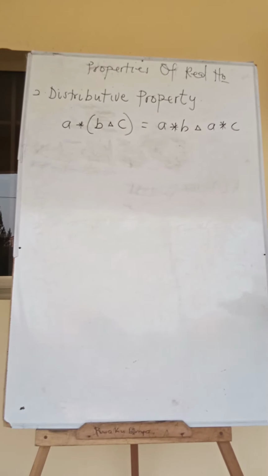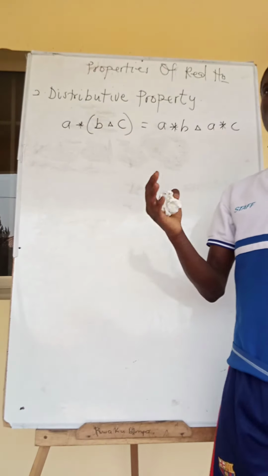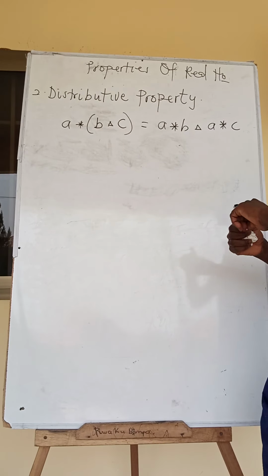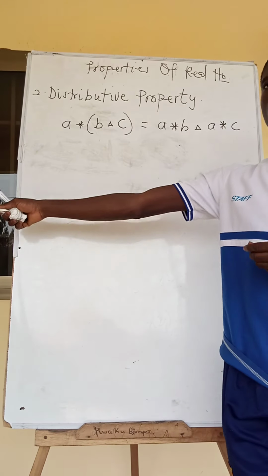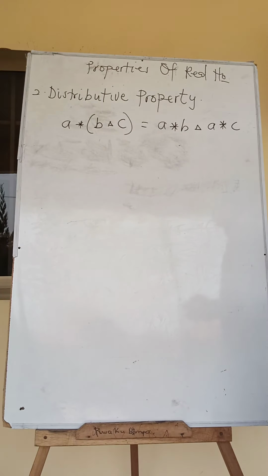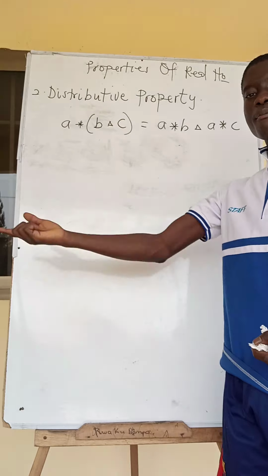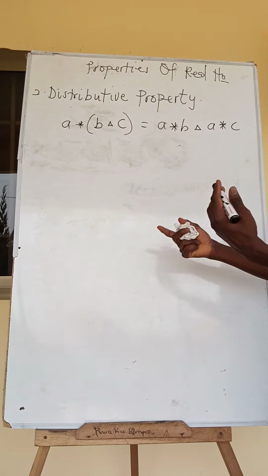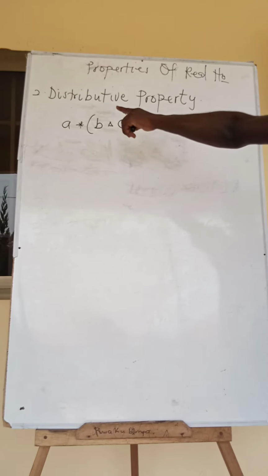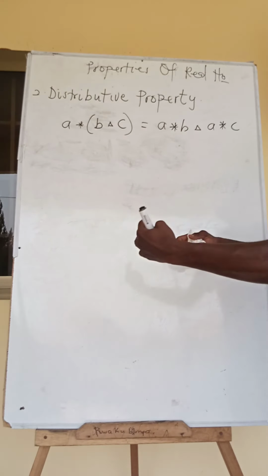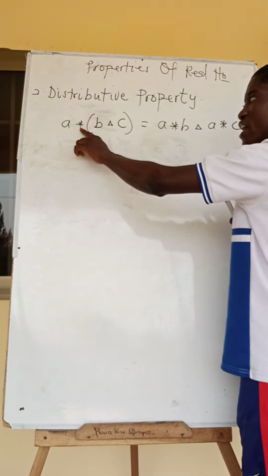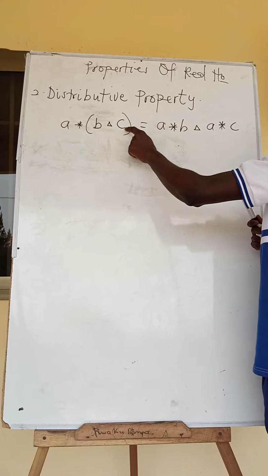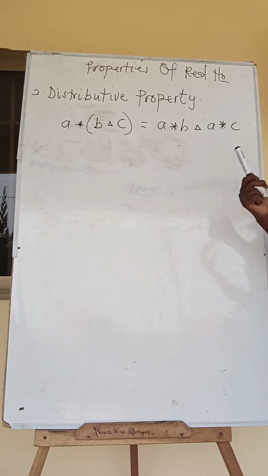Here, the word distributive means we are distributing it. If I have 50 cedis, I can give 1 cedi to Kofi, 1 cedi to Amma, 1 cedi to Mata, 1 cedi to Ata. So we are distributing the money. The word distributive means we are splitting this function. So A star into bracket B star what? B operation C. So we are distributing.